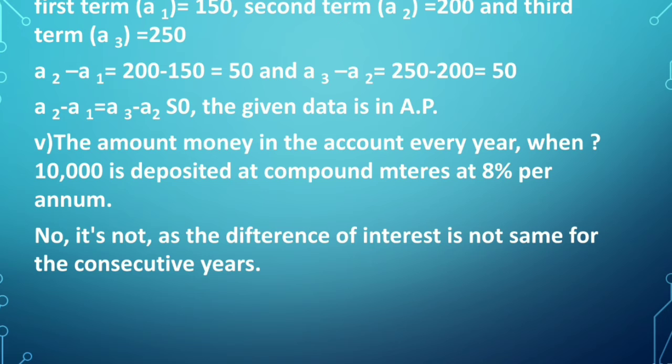The last one, the amount of money in the account every year when 10,000 is deposited at compound interest at 8% per annum. So the above data is not an AP, as the difference of interest is not the same for the consecutive years, as we know. Next.